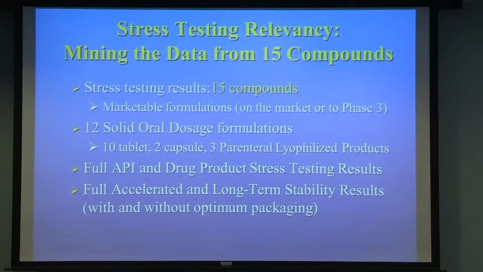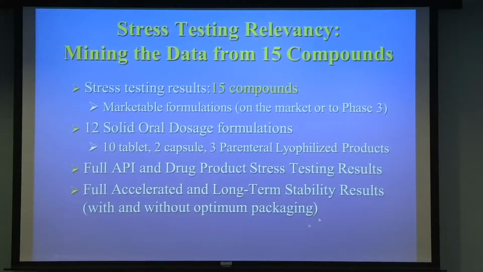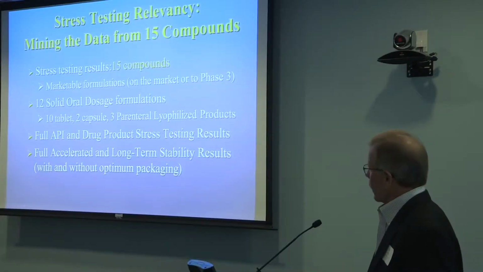So we looked at stress testing results from 15 compounds that we had marketed formulations. That means it made it to phase 3 or onto the market. We looked at the API and the drug product stress testing results. That means we looked at the API under acid, base, and oxidative conditions, and the drug product under accelerated heat and humidity. I'll show you those conditions in a slide. And we looked at both the full accelerated and long-term stability results with and without optimum packaging. So that's a pretty complete data set around all these compounds.